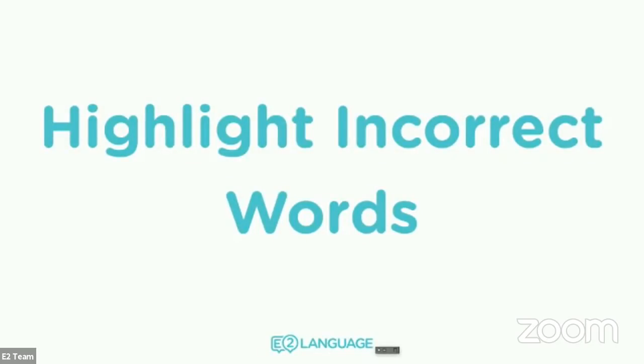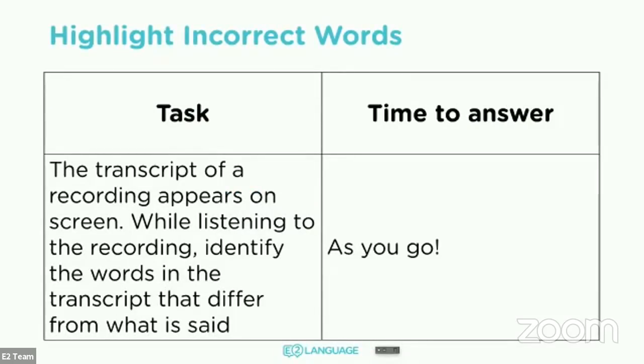In other words, and to put it simply, what you need to do is move efficiently through each of these listening tasks. As soon as you've finished that lecture, selected your answer, click next, because it's more important to get to the end of the exam and finish the write from dictation than to stick around on particular questions. In highlight incorrect words, there'll be a transcript of a recording that will appear on the screen. While listening to the recording, identify the words in the transcript that differ from what is said.